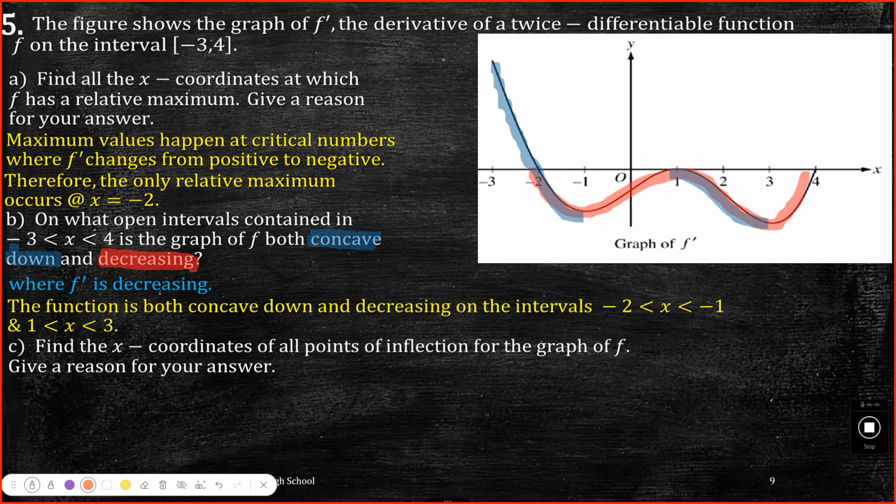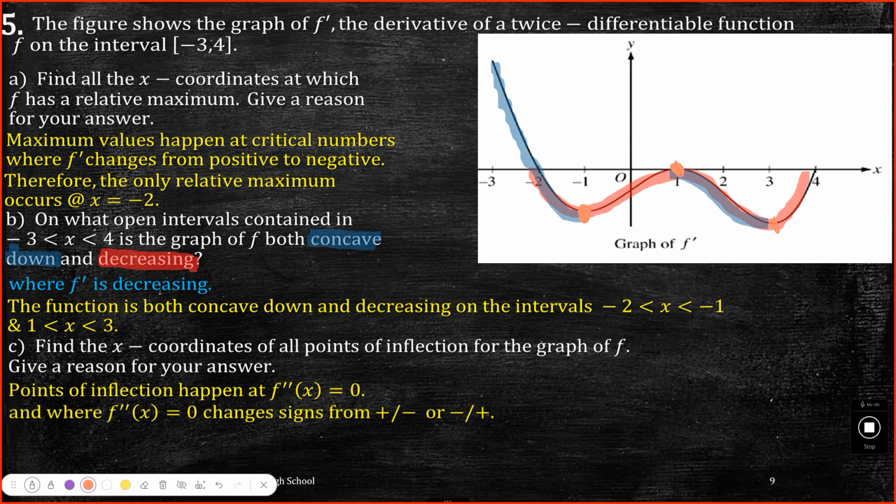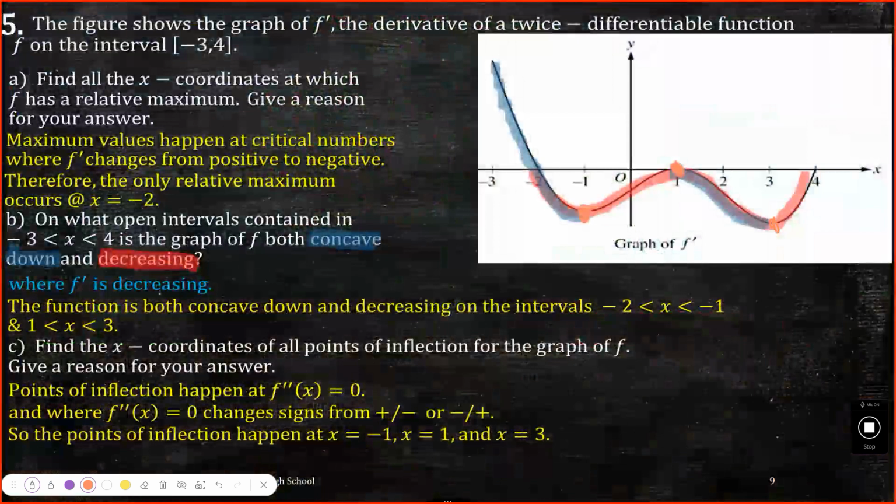Find the x coordinates of all points of inflection. Where are the points of inflection? Is that this, this, and this? It has to change signs. Okay, good enough. That's it.